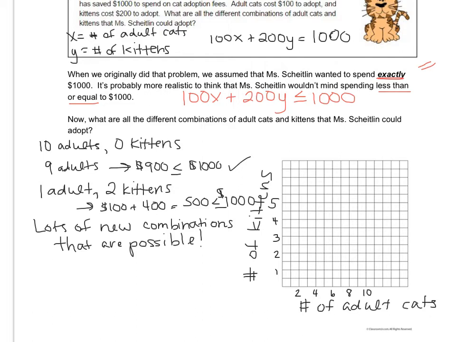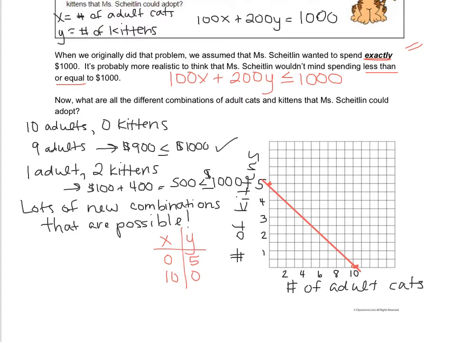And remember when we graphed this before, we used our handy dandy find the x and y intercepts. If I plug in 0 for x, I get 200y is 1,000. Well, that means y is 5. And if I plug in 0 for y, the 200y is going to cross out, so I've got 100x is 1,000, so x is 10. So now I can make my graph. I've got (10, 0) right there, and I've got (0, 5). So it looks something like this.